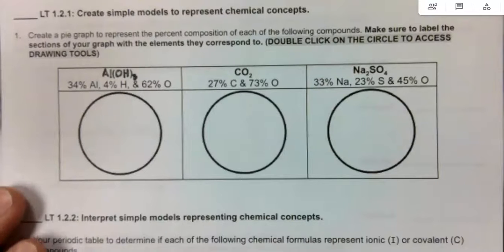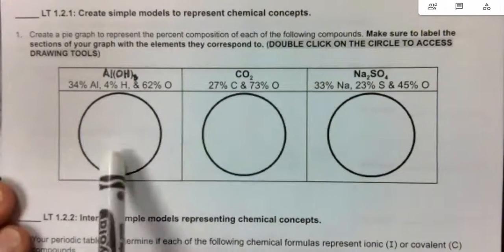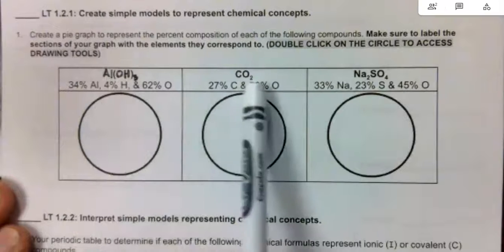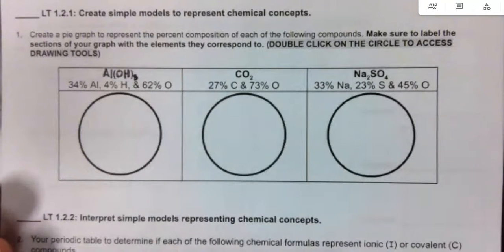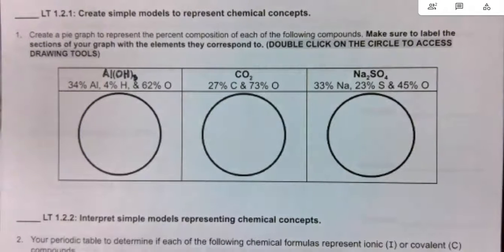Alright friends, we're going to go over learning target 121, creating simple models to represent chemical concepts. This is a question you had on your Edge Elastic, and they asked you to create pie charts that represent the percent composition for each of these compounds. We'll start with aluminum hydroxide, Al(OH)3, and we're given the percent composition here. What we've got to do is create a pie chart.